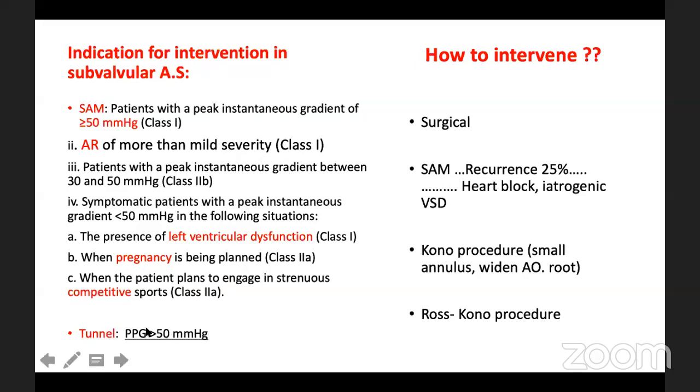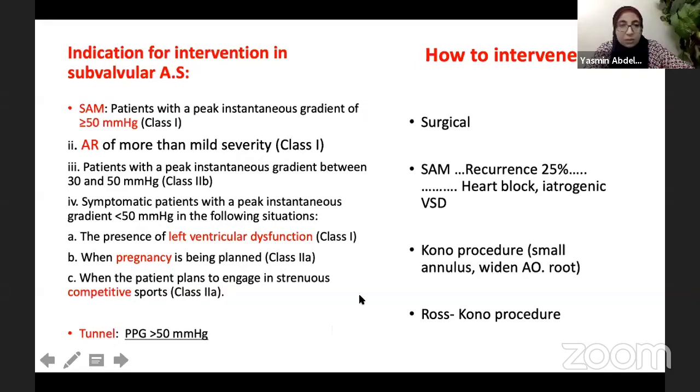Okay. In tunnel subaortic obstruction, peak pressure gradient more than 50 millimeter mercury is an indication for surgery. As we mentioned before, there is a recurrence of 25% in such cases. Usually we think, why didn't the surgeon excise the membrane or do more myectomy? And as Dr. Hatem said, more myectomy and more aggressive resection may be associated with heart block or iatrogenic VSD. Surgical treatment can be in the form of a Konno procedure in case of small aortic annulus in order to widen the aortic root, or a combined Ross-Konno procedure in case of diseased aortic valve as well, combined with the subvalvular aortic stenosis.